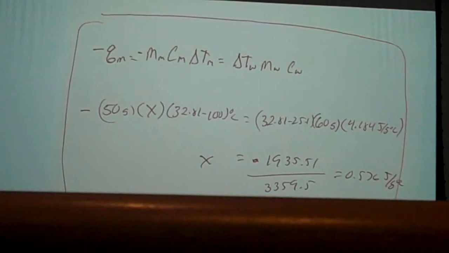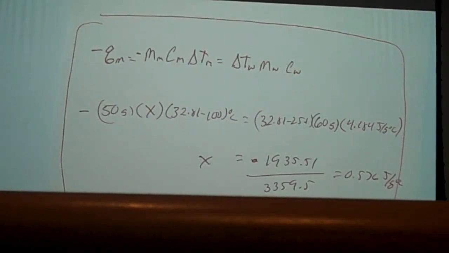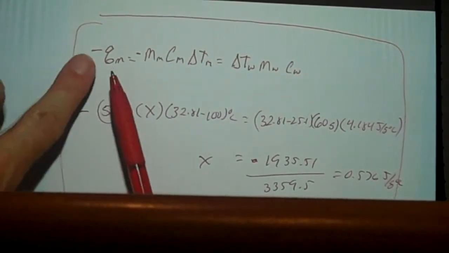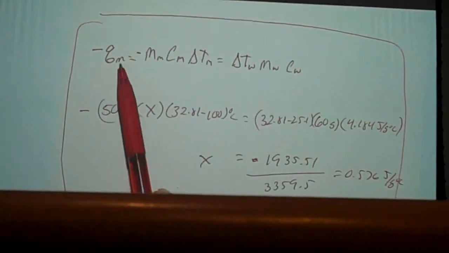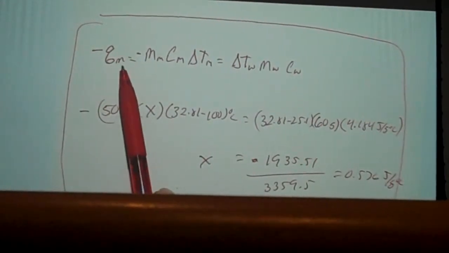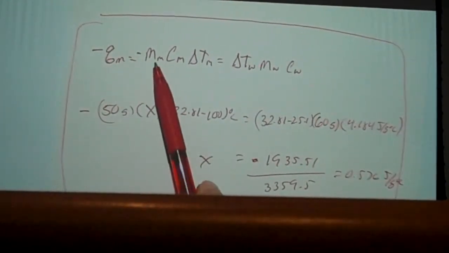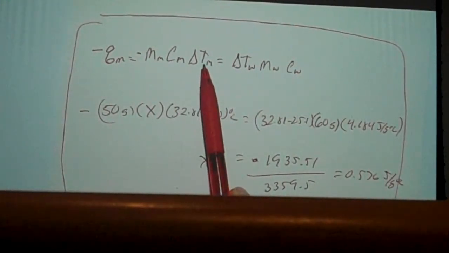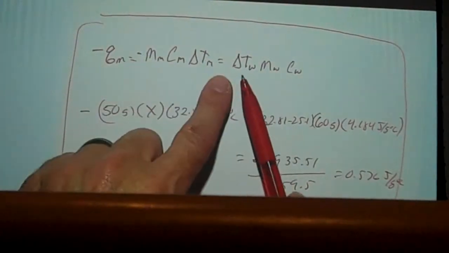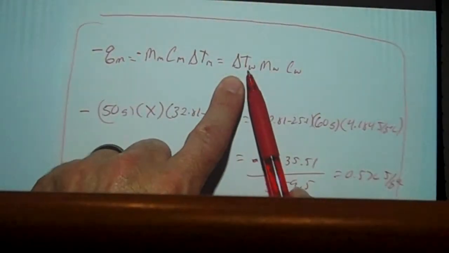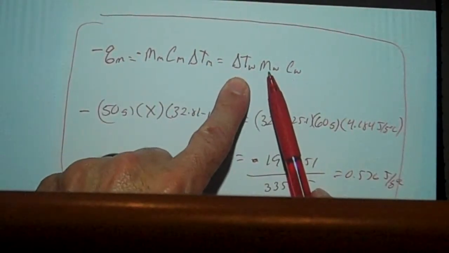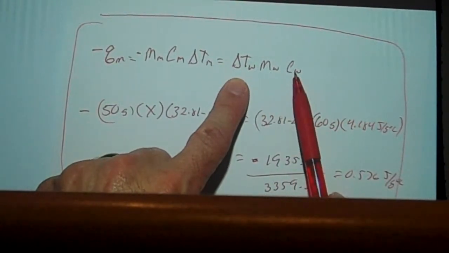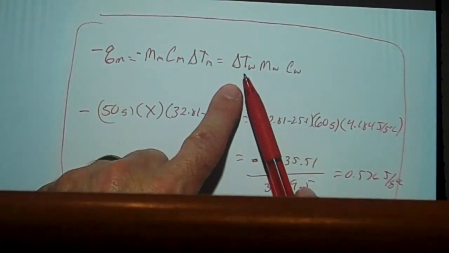Okay, so let's look at what I wrote. Don't worry about the minus sign for now. Q of the metal is equal to the mass of the metal times the specific heat of the metal times the change in temperature of the metal. That is equal to the mass of the water times the specific heat of the water times the change in temperature of the water.